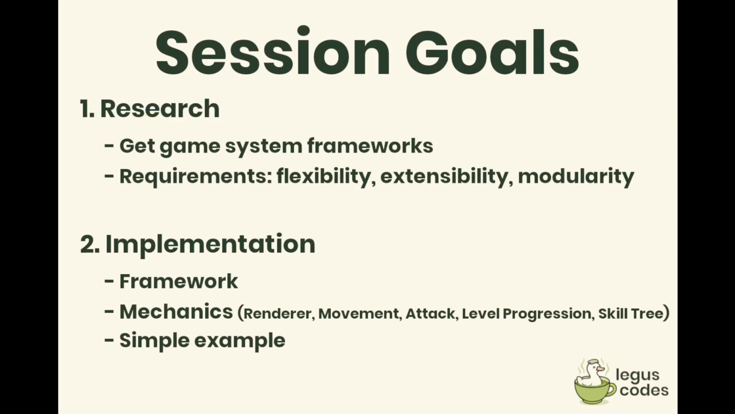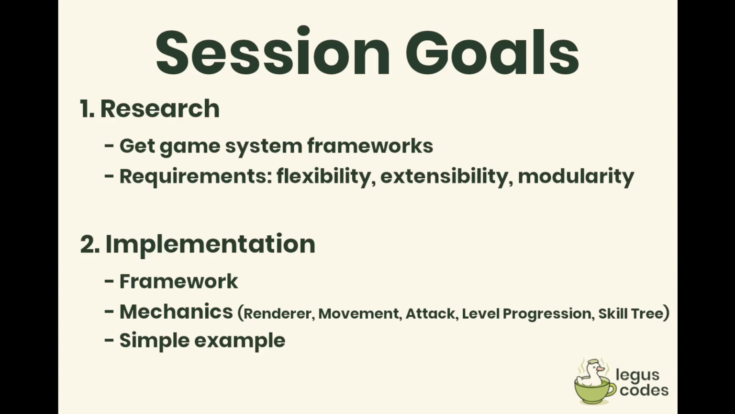First, the research part. I will collect game system frameworks that meet our basic requirements: flexibility, extensibility, and modularity. As we gather more knowledge, we can define additional requirements. Second, the implementation part. For each potential alternative, I will implement the framework, a set of mechanics, and a basic example. For the mechanics, I selected a set that encompasses various aspects of the game: UI with the renderer, combat with movement and attack, permanent changes with level progression as a result of the combat, and skill tree, which is non-related to the combat phase.